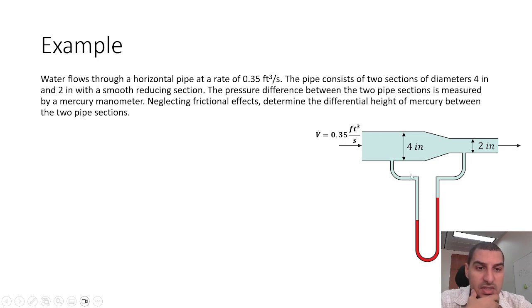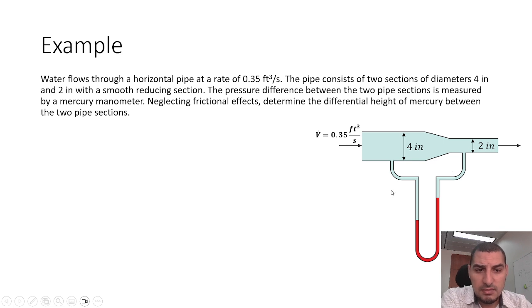The pipe consists of 2 sections. This is a big diameter, which is 4-inch diameter, and a 2-inch diameter on the other side. The diameter is gradually, or smoothly, reducing from 4 to 2 inches. The velocity here is lower than the velocity here, because the area decreased, so the velocity will increase. The higher velocity means lower pressure. That's why this U-tube differential manometer here is showing higher pressure on this side than on this side.